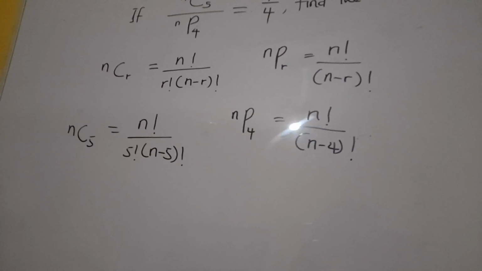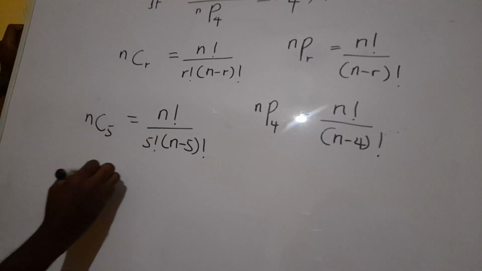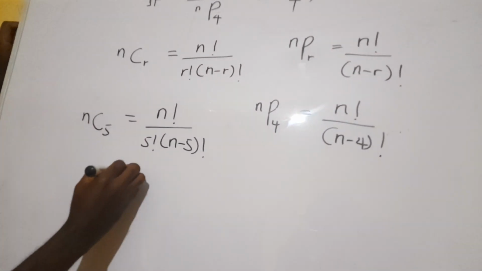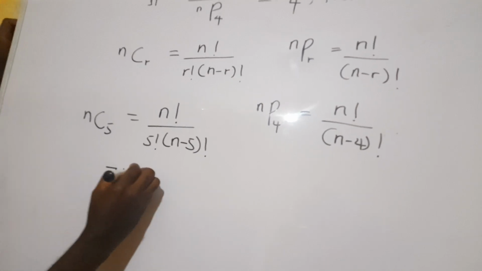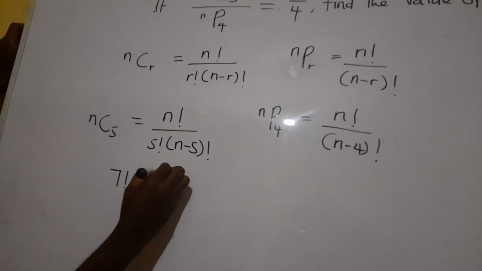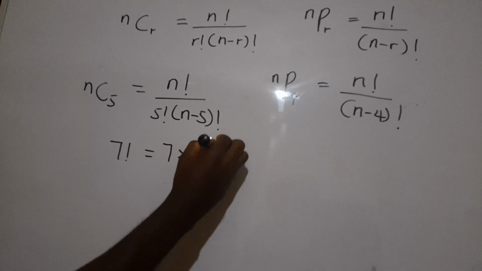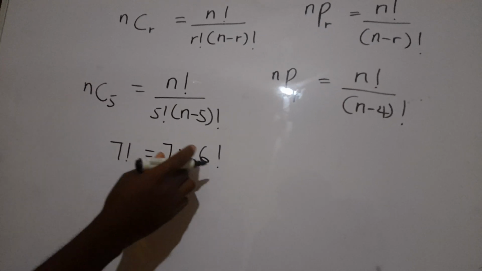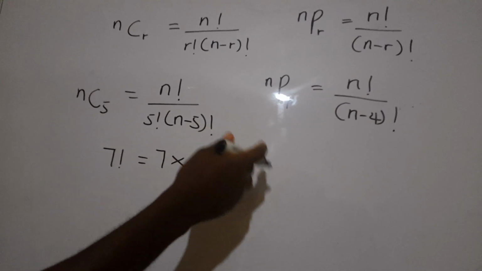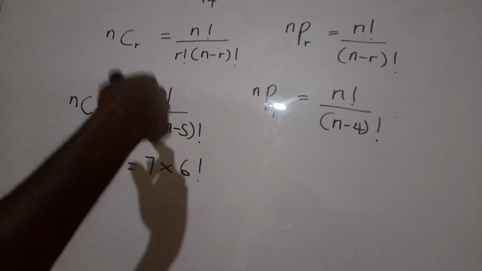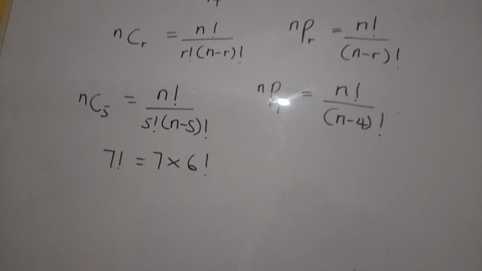Then, we must also be aware that finding 7 factorial is the same as 7 times 6 factorial. That's 6 factorial is 6 times 5 times 4 times 3 times 2 in that order up to 1.